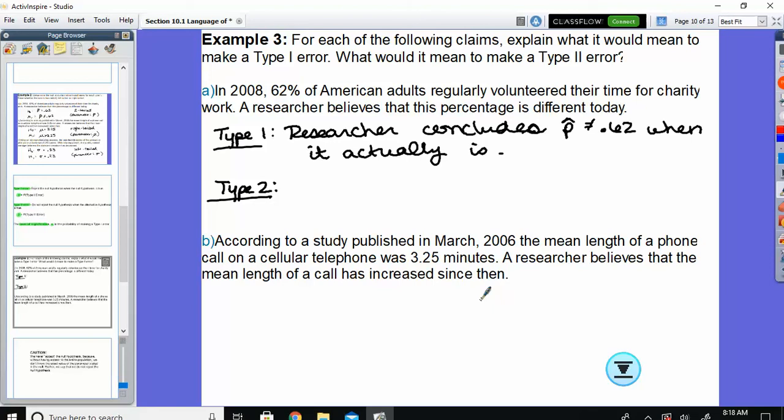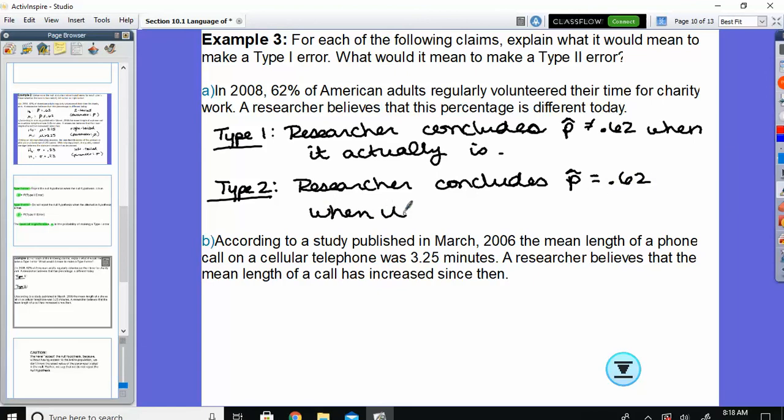Type 2, what does type 2 error mean? Where you failed to reject, but you should have. Right, we failed to reject it, but we should have. So the researcher concludes the proportion is still 0.62 when it is not.